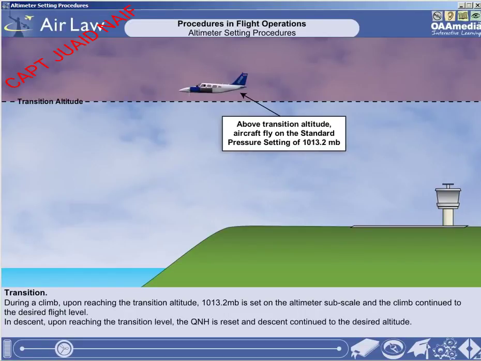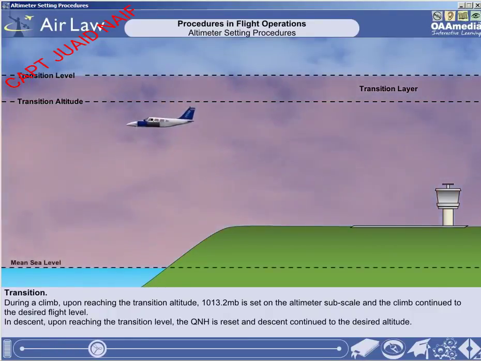During a climb, upon reaching the transition altitude, 1013 millibars is set on the altimeter subscale, and the climb continued to the desired flight level. In descent, upon reaching the transition level, the QNH is reset, and descent continued to the desired altitude.